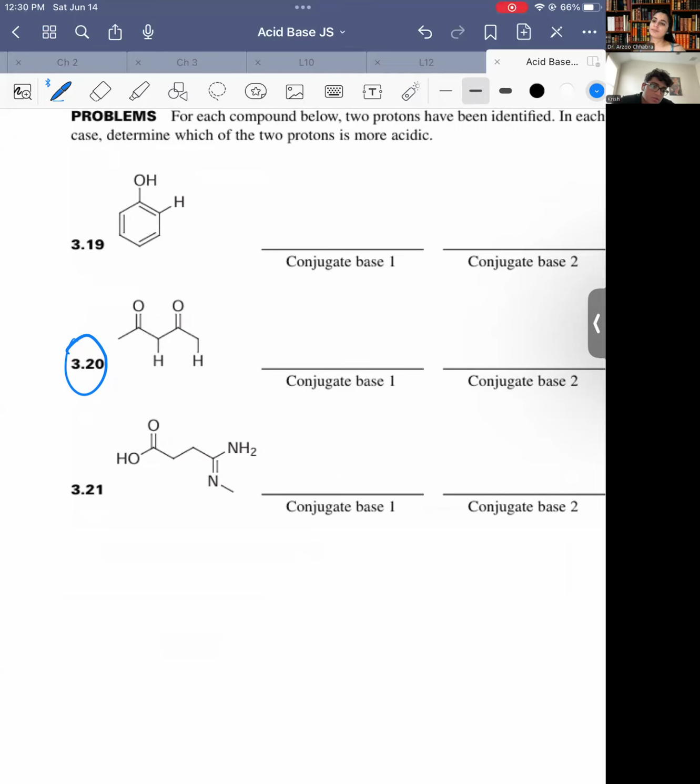Do they have it? Yeah, they have resonance. They both have resonance. They both are resonance. That's right. Now let's look for the middle one, possibilities of resonance. Yeah, the middle one has more resonance, so that means it can delocalize more. So that means it's more stable. That's right.